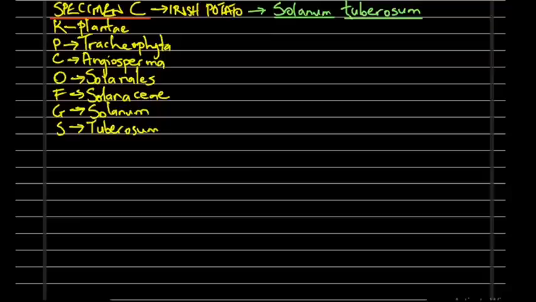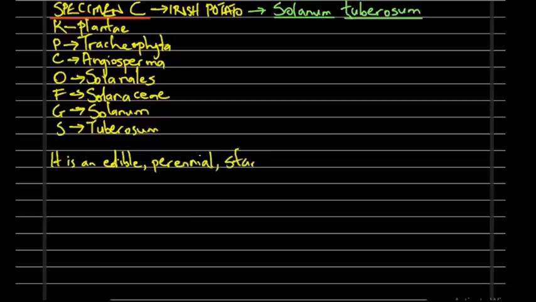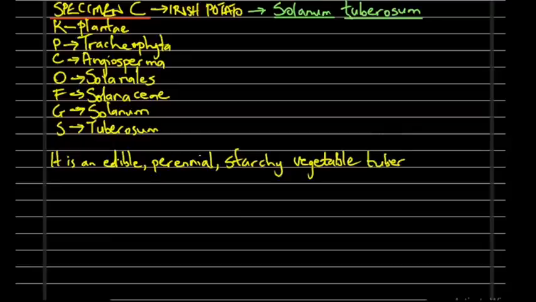Now, this particular plant is an edible perennial starchy vegetable tuber. Let me start with that. It is an edible, yes, because we eat it very well. It is very nutritious and very rich in some nutrients that we'll be looking at soon. It is edible, perennial, starchy vegetable tuber. Yes, that is what we have for this particular crop that we're talking about.